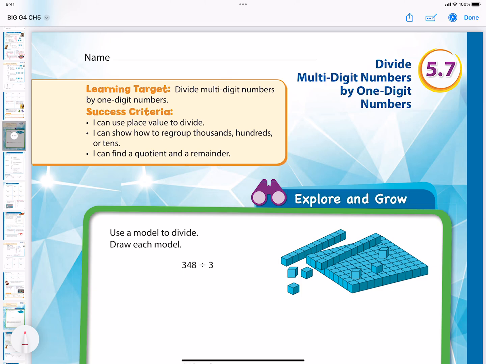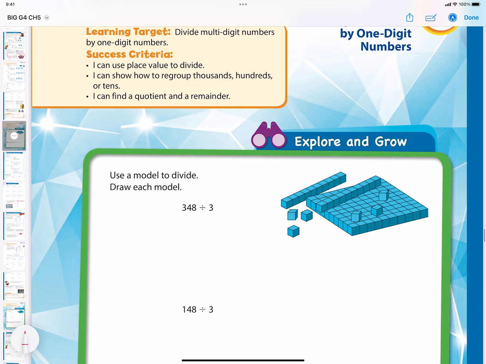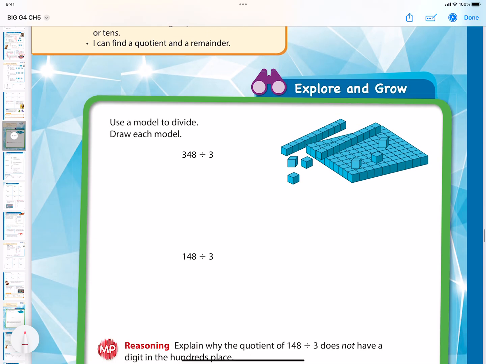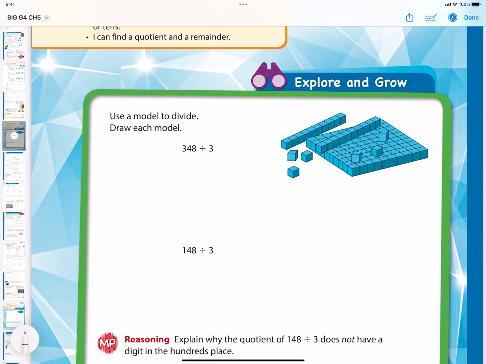This is lesson 5.7, divide multi-digit numbers by one-digit numbers. Our learning target is to divide multi-digit numbers by one-digit numbers. We are going to use what? Yes, long division. Even though they ask us to use a model to divide, draw each model, not necessarily. So we are going to go directly into our long division strategy.